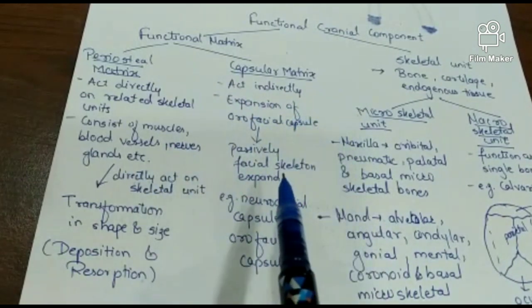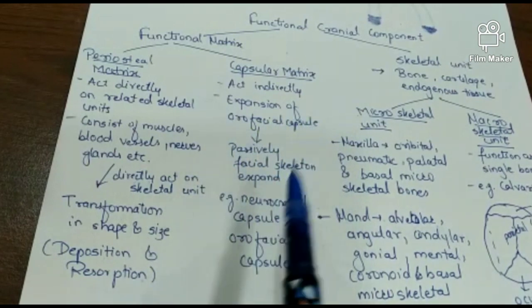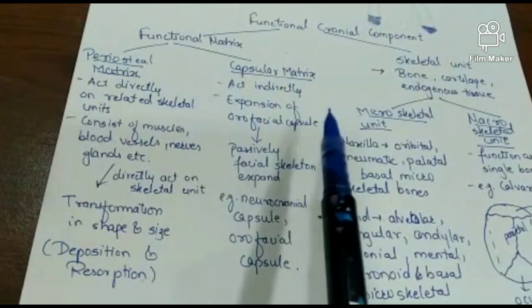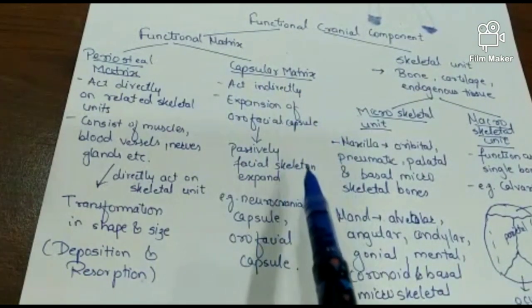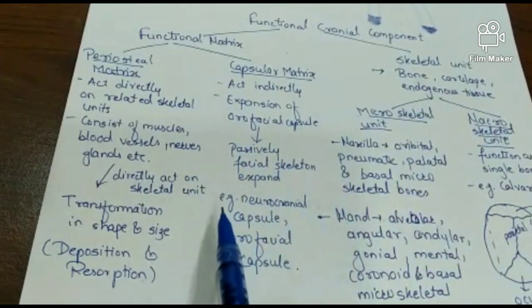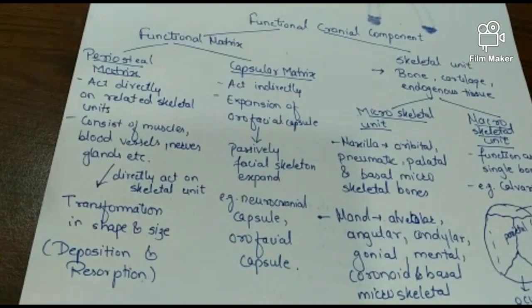Hence, there is nothing like resorption or deposition of bone. Here, there will be expansion of the capsule, which will ultimately, passively, lead to the facial skeletal expansion. The examples of this capsular matrix are the neurocranial capsule and the orofacial capsule, and thus the growth occurs.